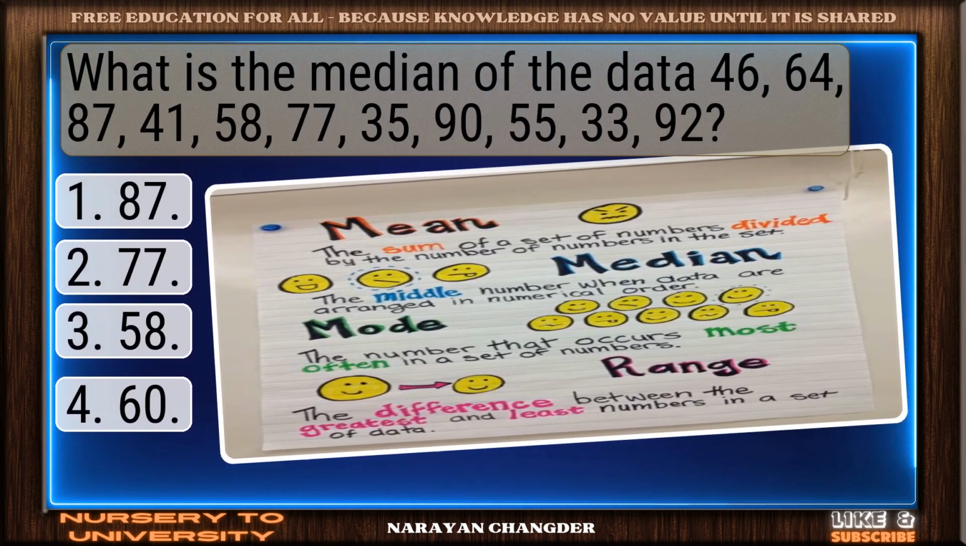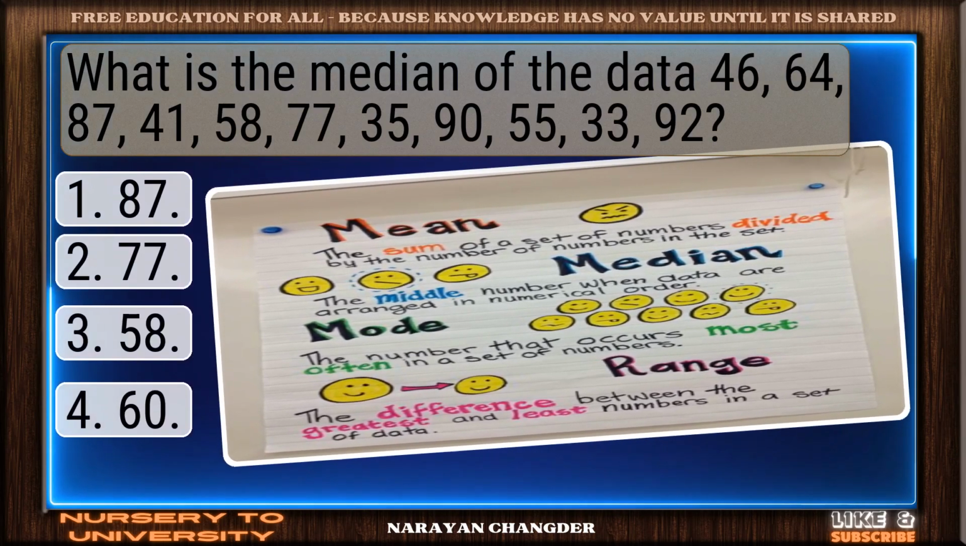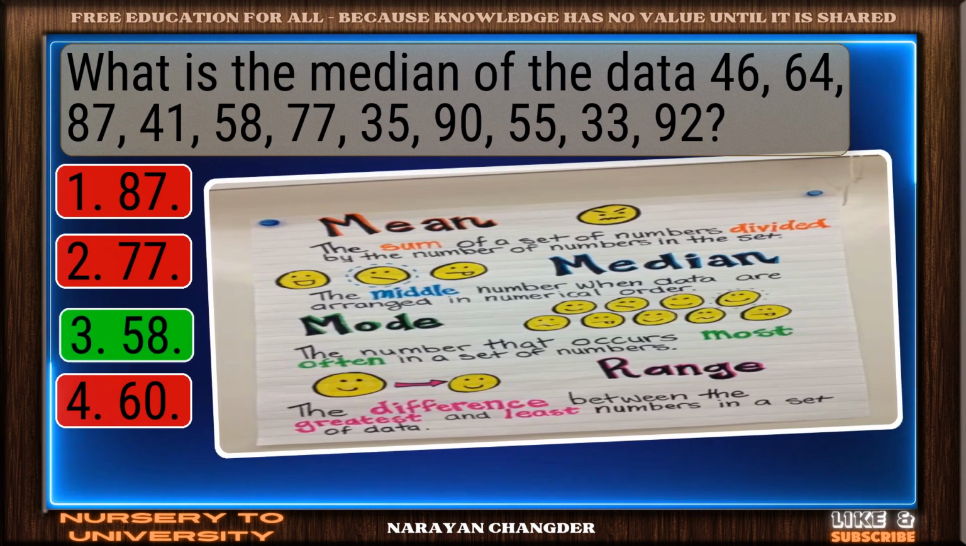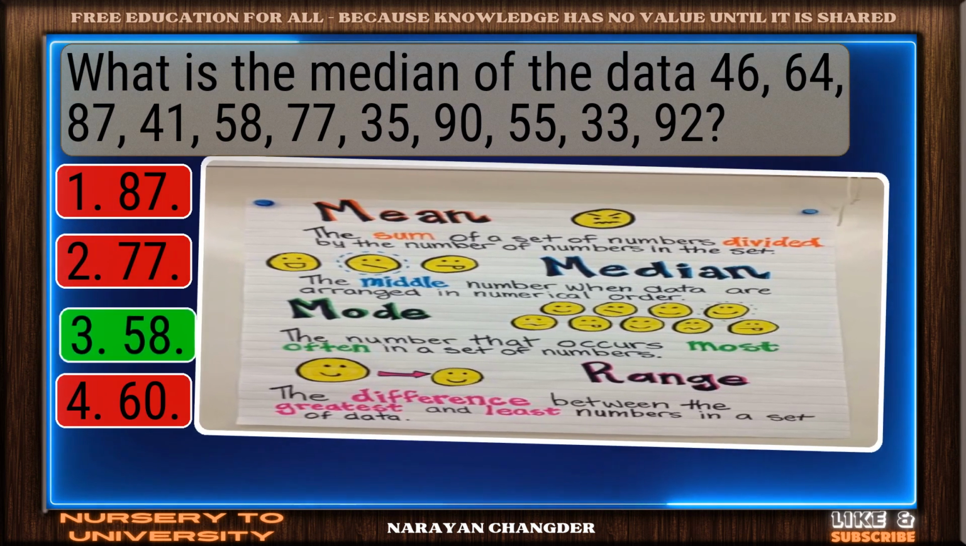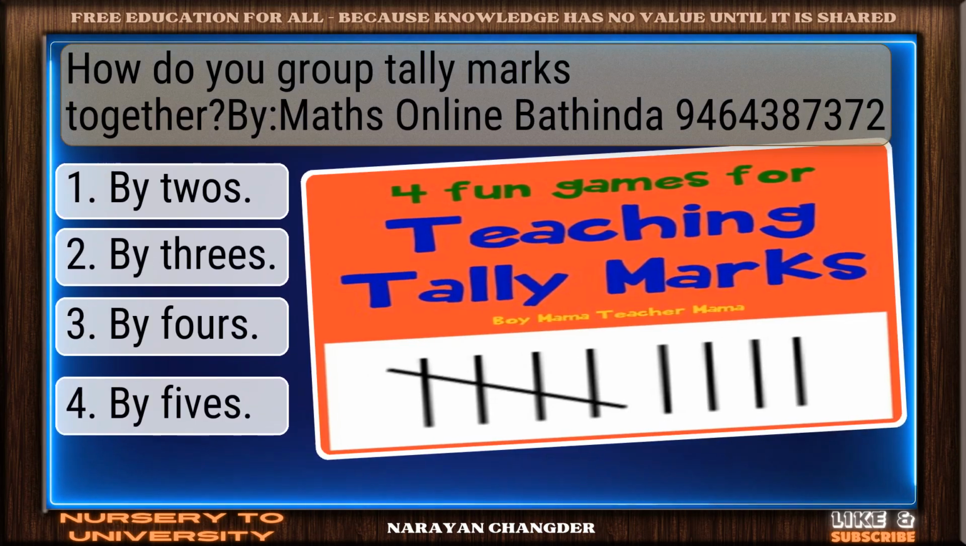Question number 63. What is the median of the data 46, 64, 87, 4, 158, 7, 75, 90, 55, 33, 92? Clear logic. Your choice 58 is sound and 100% true. Question number 64. How do you group tally marks together?